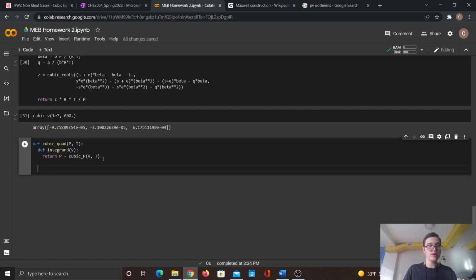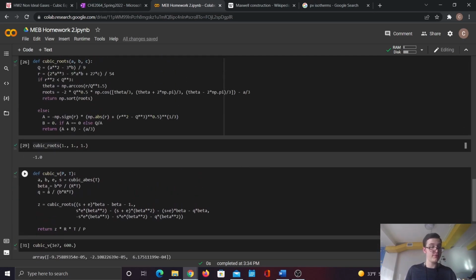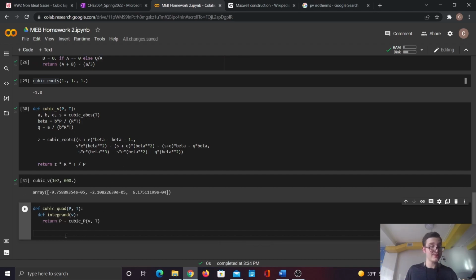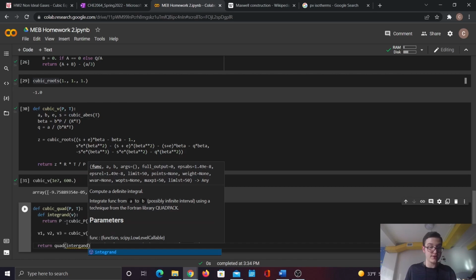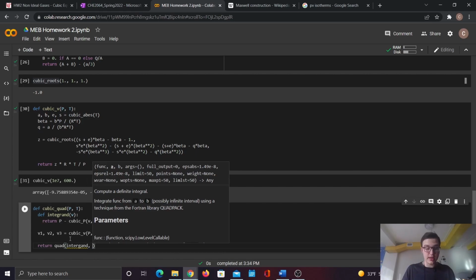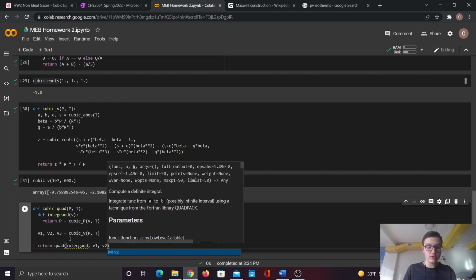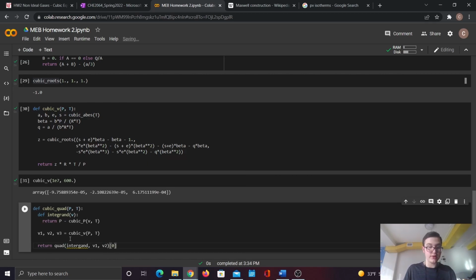We're also going to use cubic V, or cubic volume, the function that we did last question, and we're going to put V1, V2, and V3 equal to cubic V for pressure and temperature, so P and T. And then we're going to return, using quad for the integrand, the difference between the pressure that our gas is and the cubic pressure with said volume and temperature, integrand given V1 and V2. And we also want a first value from it.